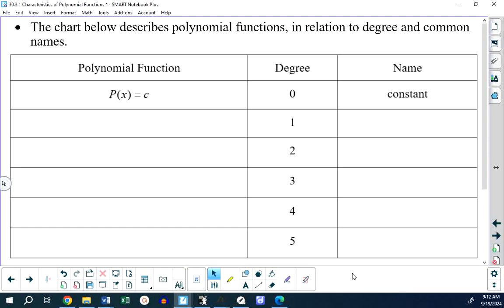It's a constant. And the reason why you need to know that is you might be told in a question that one of the functions is a constant polynomial function. If you don't know what that means, then you don't know where to go.